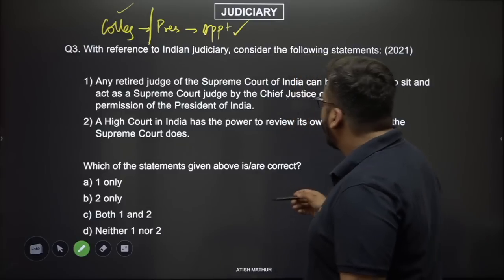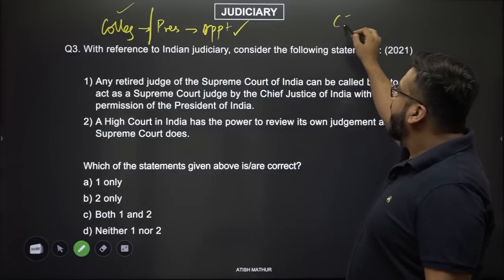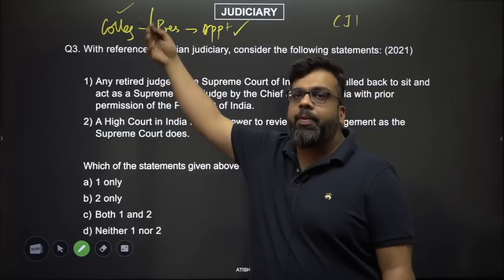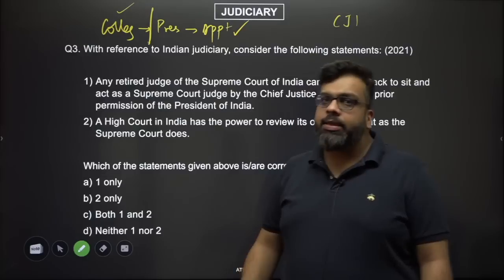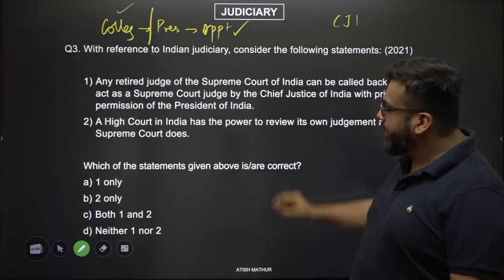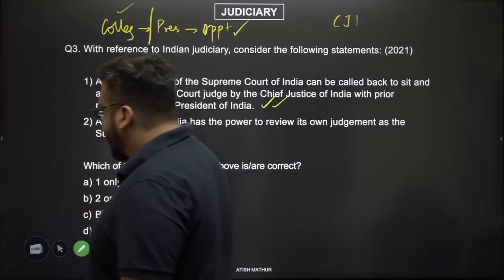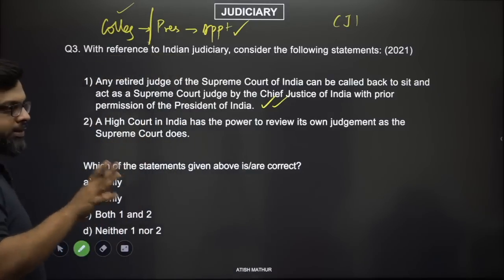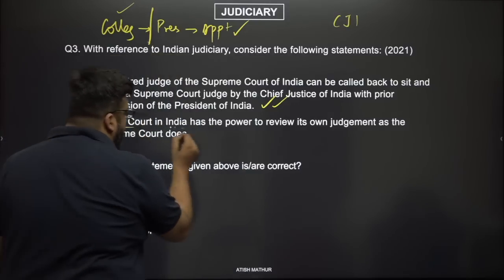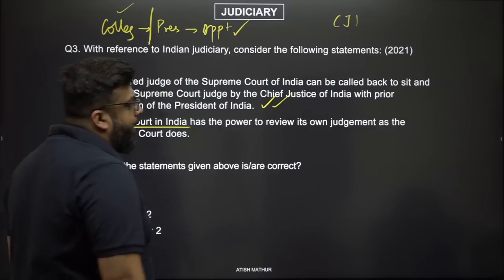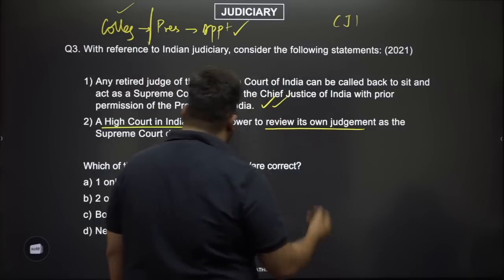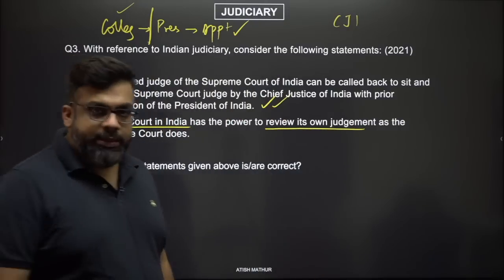So, the Chief Justice of India can directly appoint upon recommendation to the President or with the prior approval of the President. This is logically the right answer, the right option. Second, this is where the controversy lies. A High Court in India has the power to review its own judgment as the Supreme Court does.